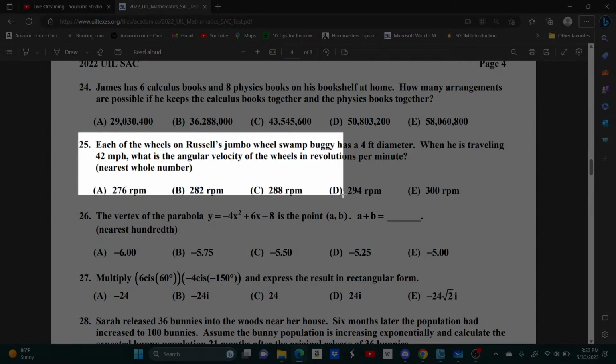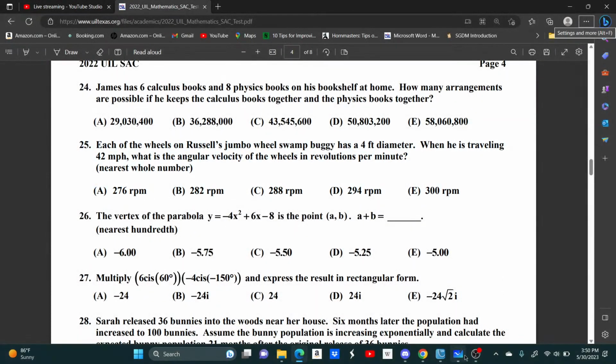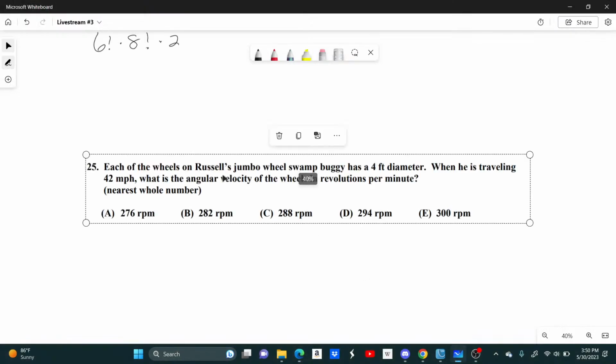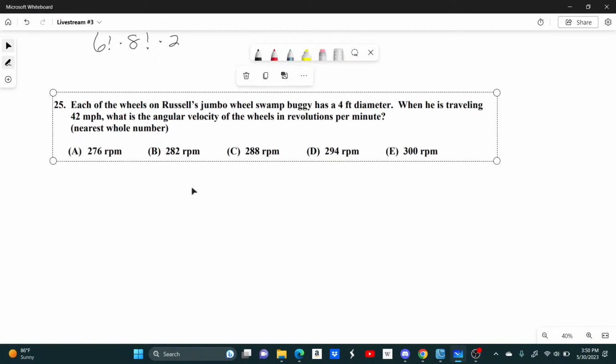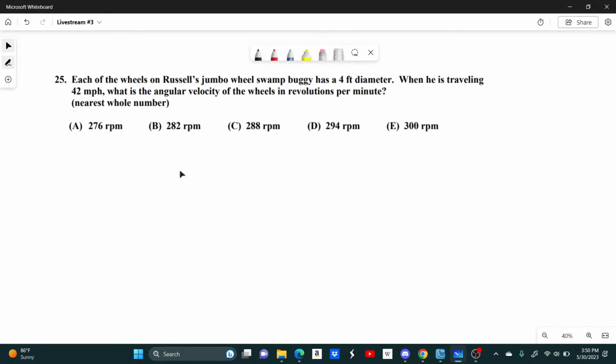Alright, each of the wheels on Russell's... what in the world? Jumbo wheel swamp buggy. There you go. That's interesting. Has a 4-foot diameter. When he's traveling at 42 miles per hour, what is the angular velocity of the wheels in revolutions per minute? Okay, so for this one, it's basically just like a unit conversion problem, is the way I'd like to think about it.